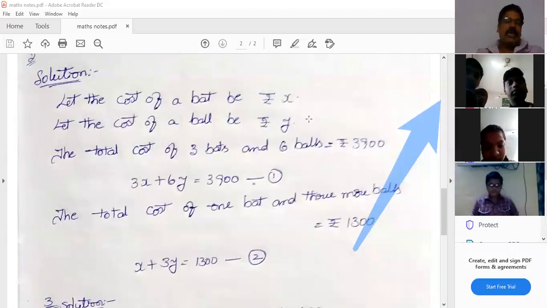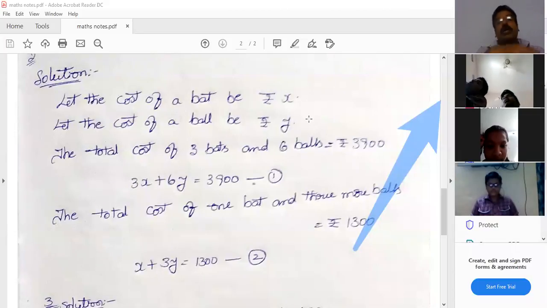Then in the first case the total cost of 3 bats and 6 balls is 3,900. 1 bat costs x rupees, so 3 bats cost how much? 3x. 6 balls cost: 1 ball costs y rupees, then 6 balls cost 6y rupees. Total means 3,900. Therefore, the first equation is 3x plus 6y equal to 3,900.